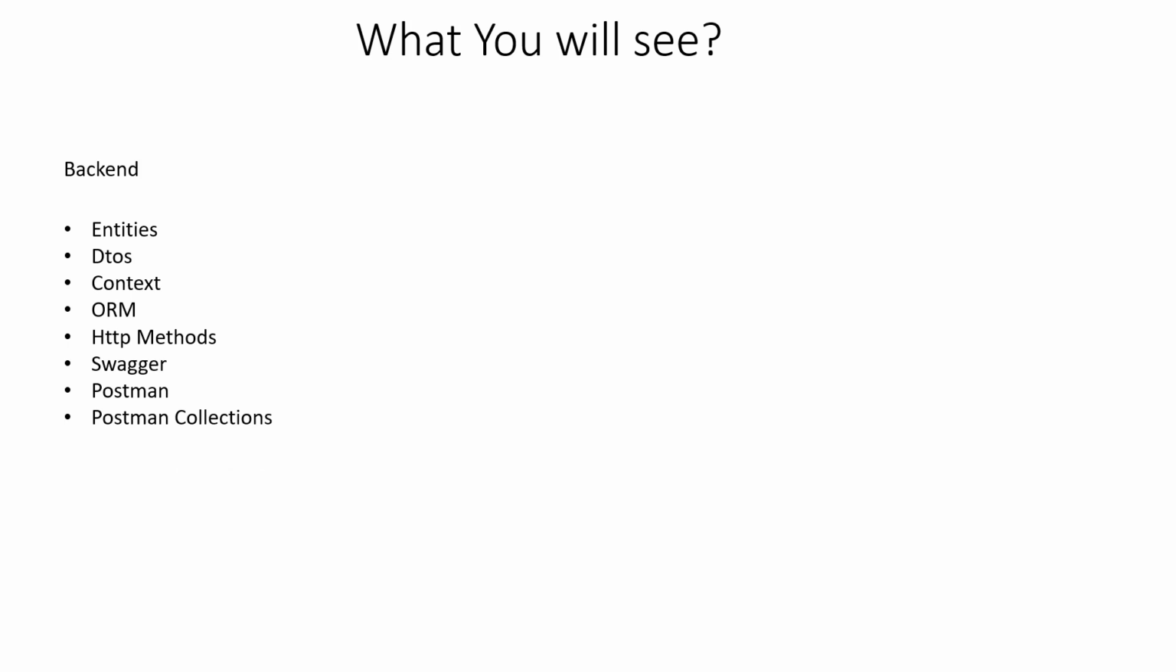Let's see what we will see inside of this tutorial. On the backend project, we will see a bunch of features and topics like how to use entities and DTOs, context, ORM, and different types of HTTP methods, how to use Swagger, and also as a bonus we will take a look at Postman and how we can use it, and also what Postman Collections are and how we can use them.